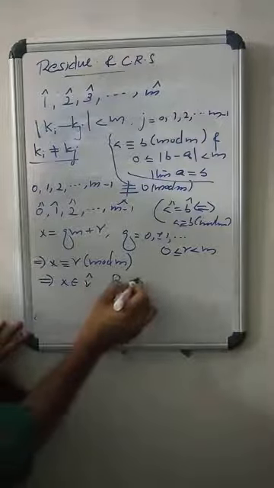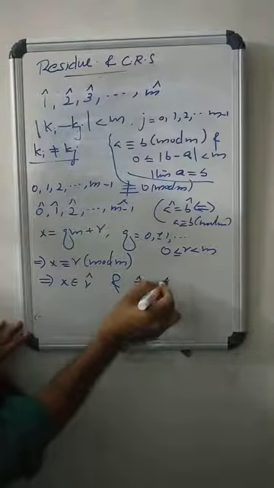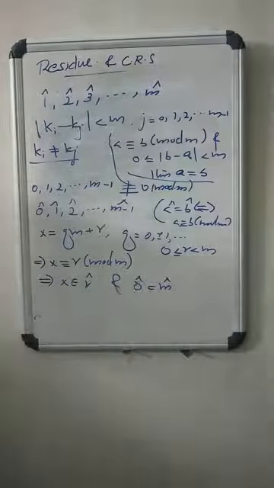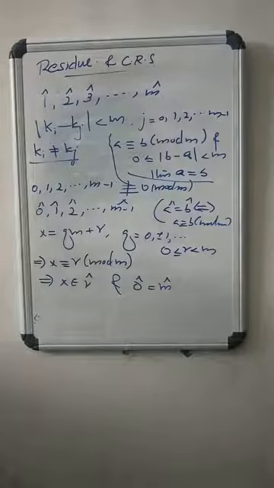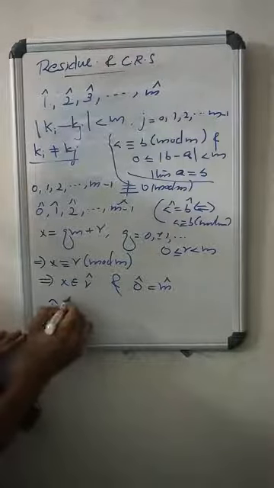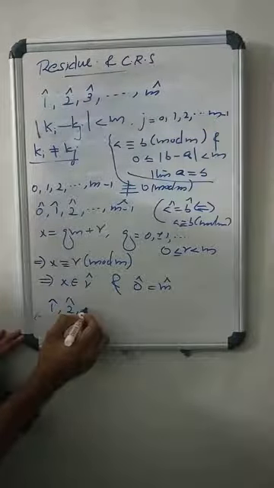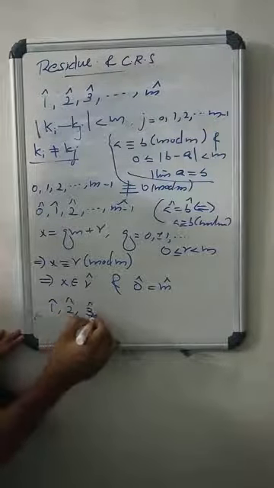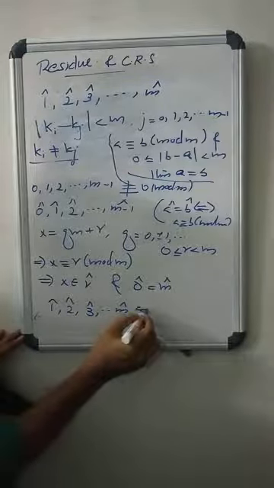And what is 0-cap? 0-cap equals m-cap. By this way, 0-cap equals m-cap. Hence the m residue classes 1-cap, 2-cap, 3-cap, etc. m-cap are mutually disjoint.